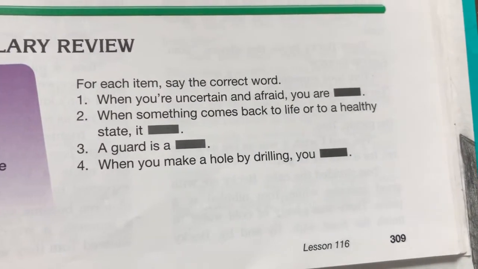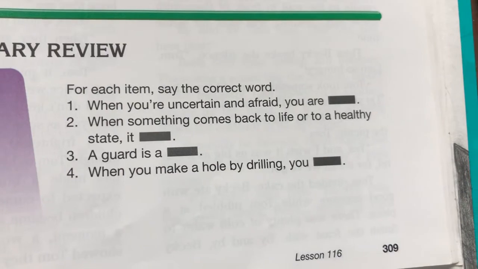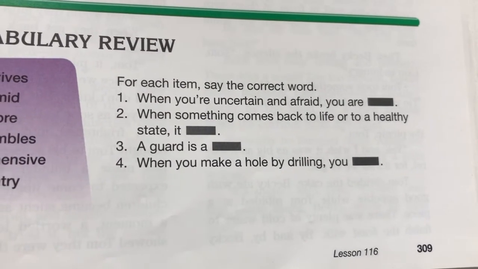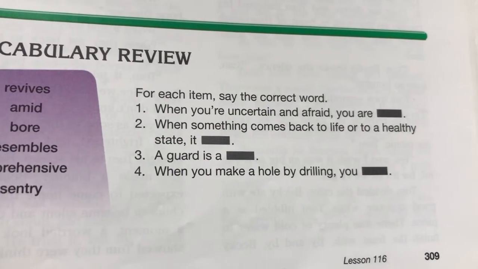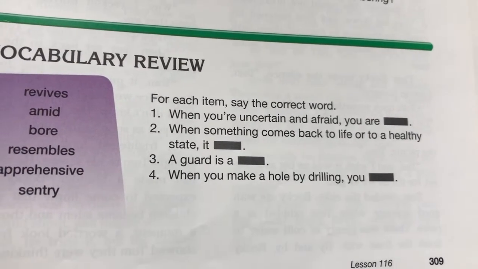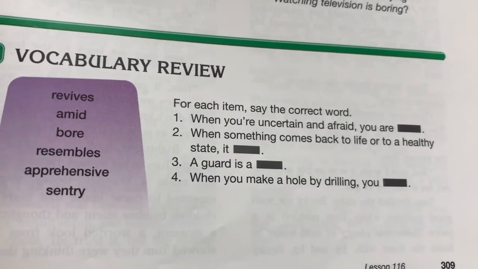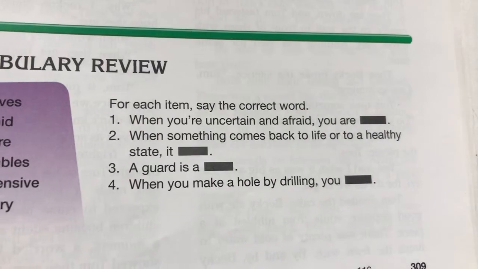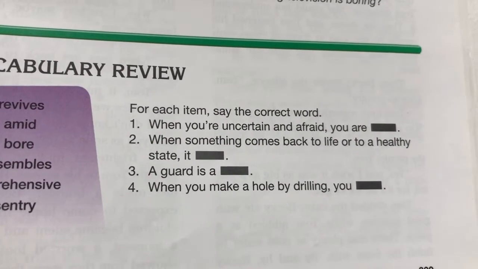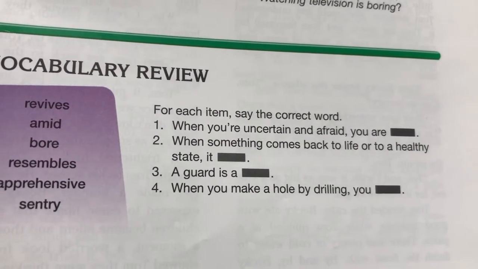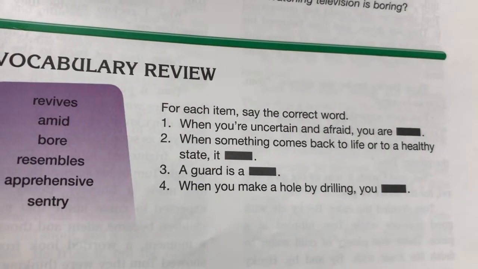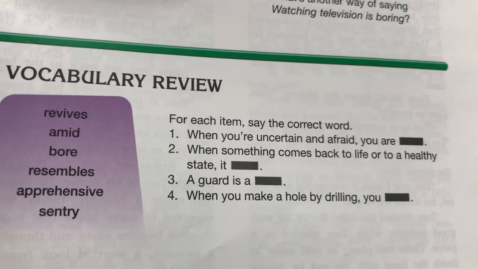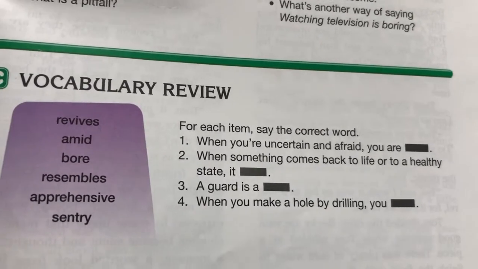Sentence number 1. When you're uncertain and afraid, you are what? Apprehensive. When you are uncertain and afraid, you are apprehensive. 2. When something comes back to life or to a healthy state, it revives. When something comes back to life or to a healthy state, it revives.